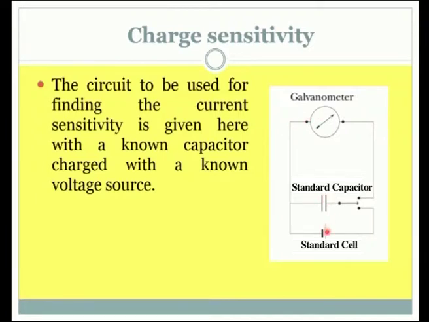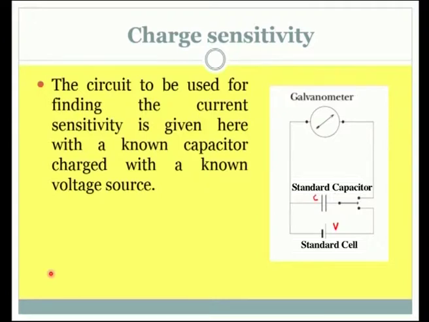Thus we are able to find out the voltage that is charging the capacitor. We can denote it as V, and this is the capacitor C. So, we will be able to find out the charge flowing through the galvanometer. This circuit has to be used first, and the inverse of the constant is called the charge sensitivity.